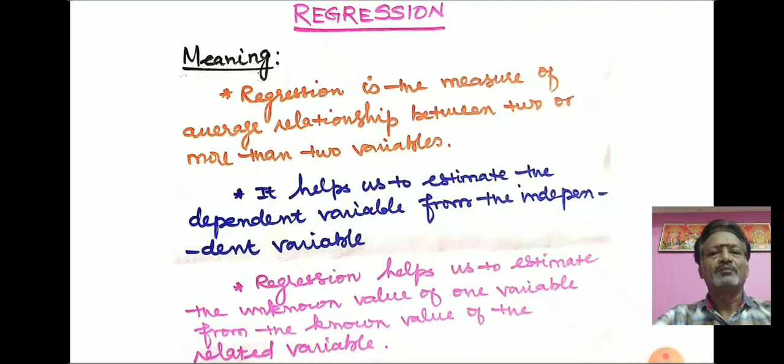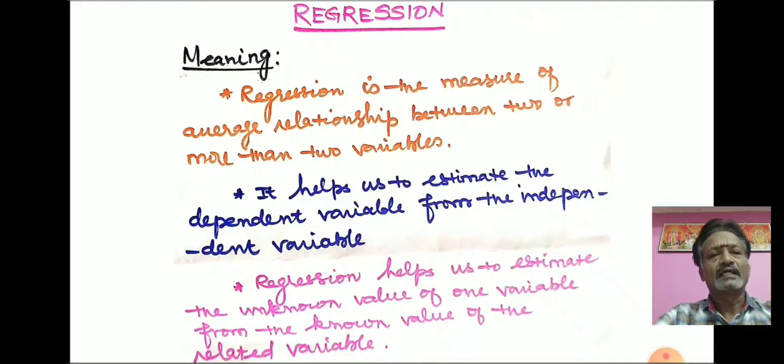So simply we can remember regression is the measure of average relationship between two or more than two variables. So here we are studying the average relationship between two or more than two variables. If we study the average relationship between two variables, the regression is called simple linear regression. And if we study the average relationship between more than two variables, the regression is called multiple linear regression.